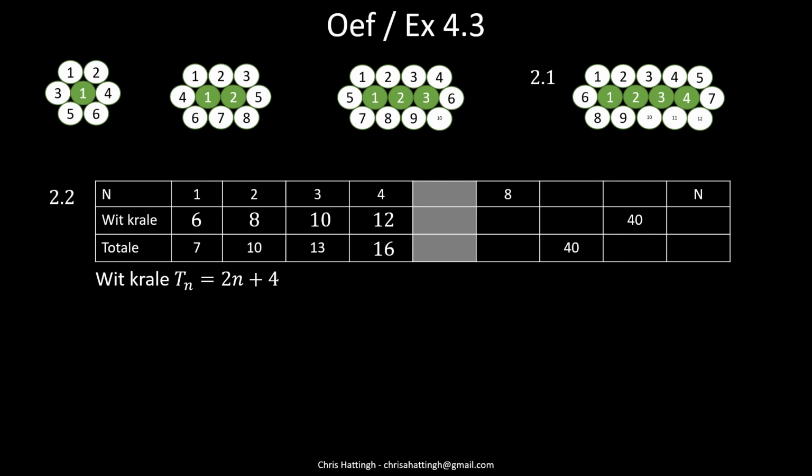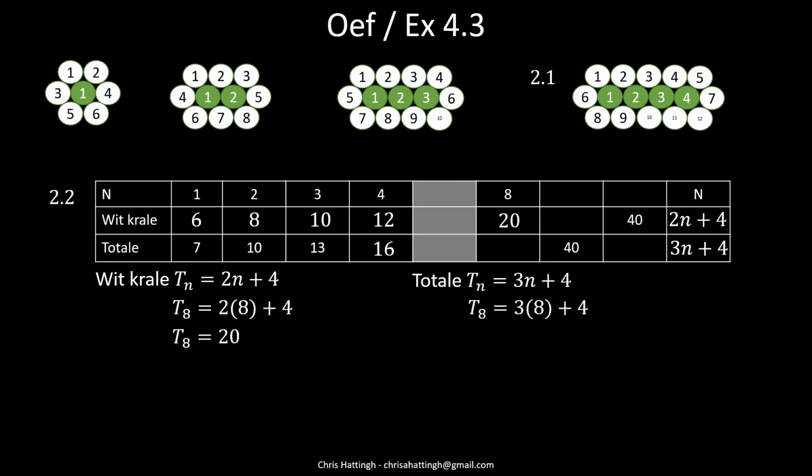Now you need to calculate the rules to determine the rest of the table. So for the white beads, the formula is 2n plus 4. And then the total beads will be 3n plus 4. Now you can complete it. So if you take 2 times 8 gives you 16 plus 4 gives you 20. Then if you multiply 8 by 3, add 4, it gives you 28.